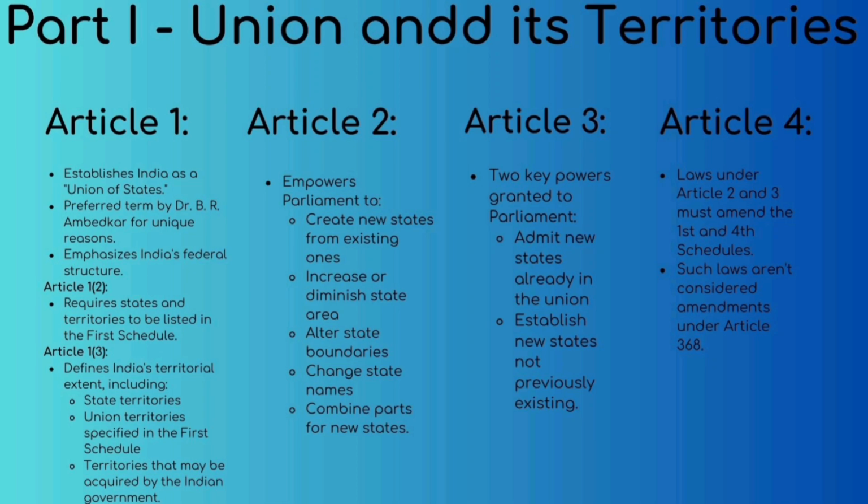Alright, so today we are diving into Part 1 of the Indian Constitution. Part 1 is the Union and its territories, covering Articles 1 to 4. It explains India's political map and how Parliament can redraw the state boundary. So we will start with Article 1 and then cover the power of Parliament, which covers Articles 2 and 3, and then Article 4.